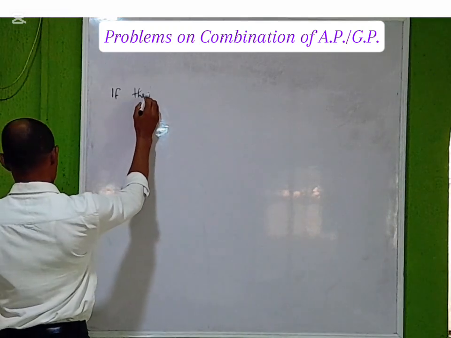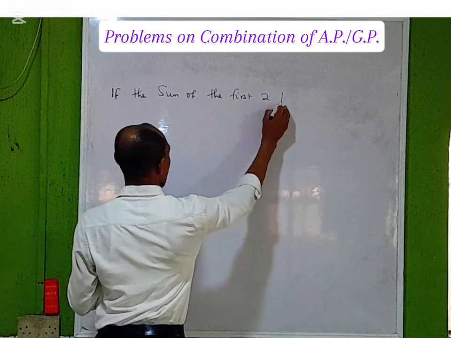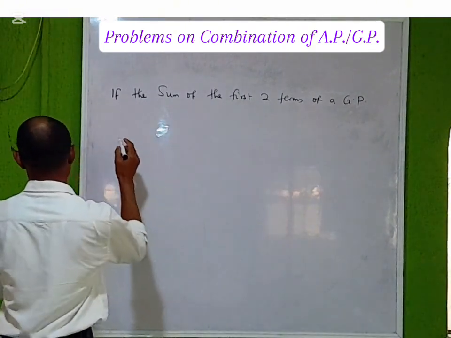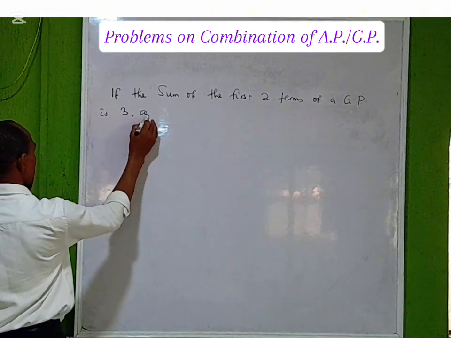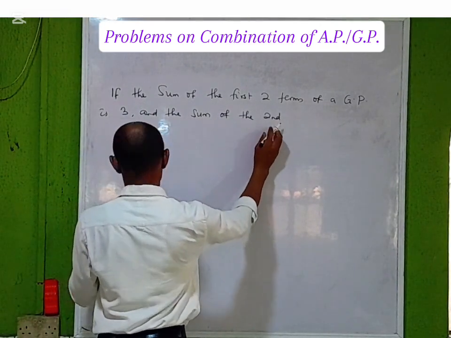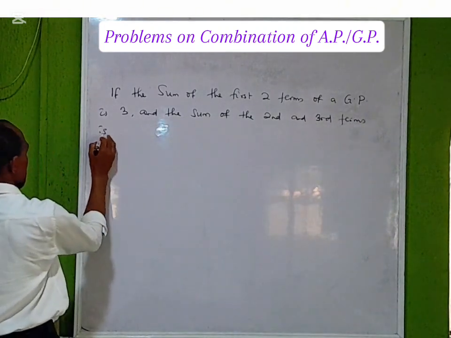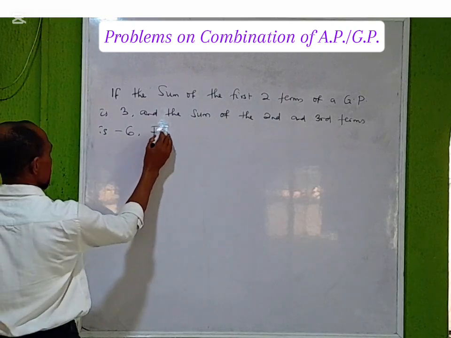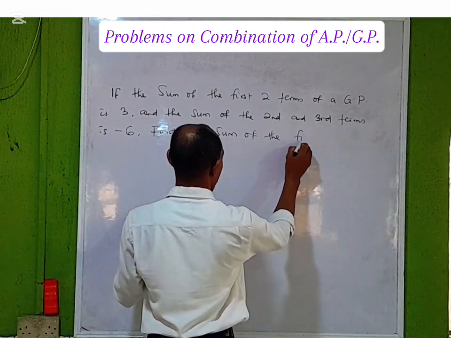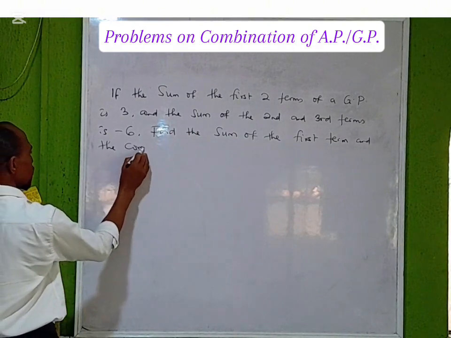If the sum of the first 2 terms of a GP, that's geometric progression, is 3, and the sum of the second and third terms is -6, find the sum of the first term and the common ratio.